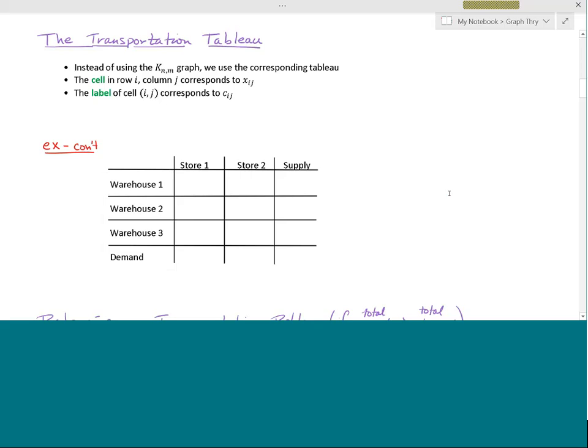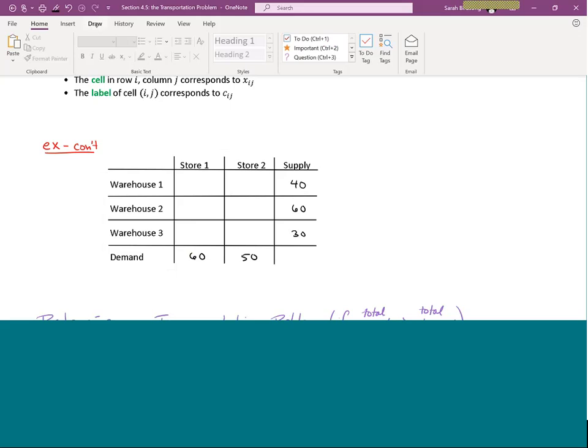Now, I'm going to put in some extra information. First thing deals with our supply. Warehouse 1 has a total supply of 40, or had a total supply of 40, so I'm just going to copy that down from above. Warehouse 2 had a total supply of 60. Warehouse 3 had a total supply of 30. Okay? Now, if we look at the stores, store 1 had a total demand of 60, and store 2 had a total demand of 50. These guys over to the side, let me grab a different color.